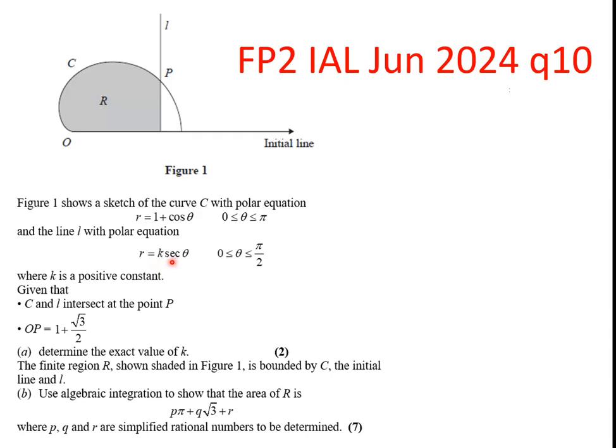It's really because if you've got k sec theta, that's k times 1 over cos theta. So you can rearrange it to r cos theta equals k, and r cos theta, of course, is the x coordinate. So it's just a vertical straight line, x equals k. Anyway, it says they intersect at the point P, and it gives you the length of OP. I'm going to determine what k is, and I'm going to find out what this area is.